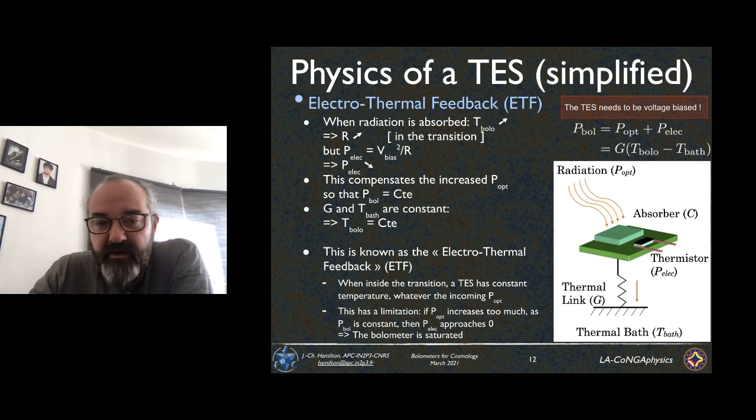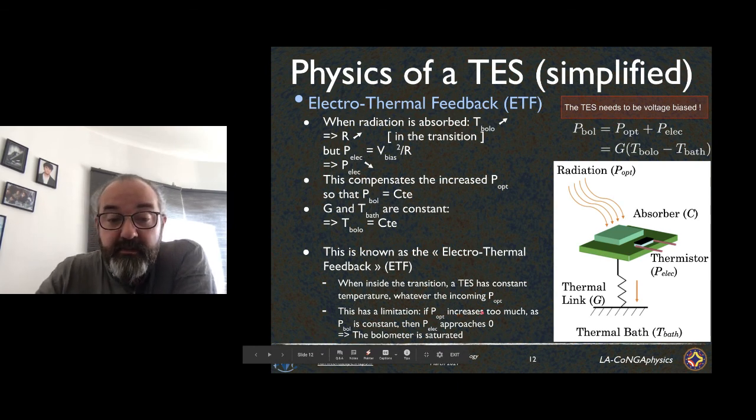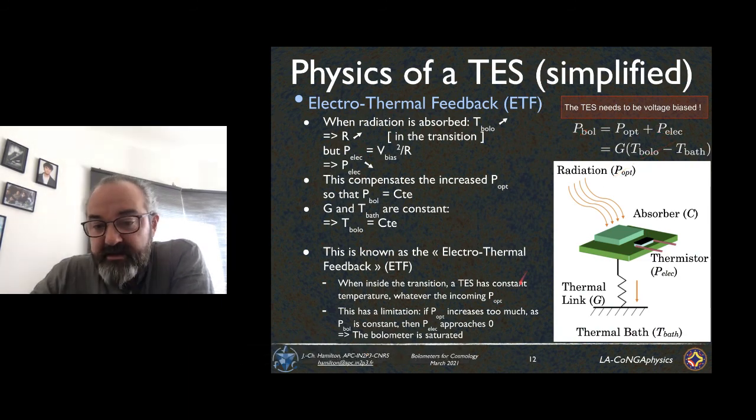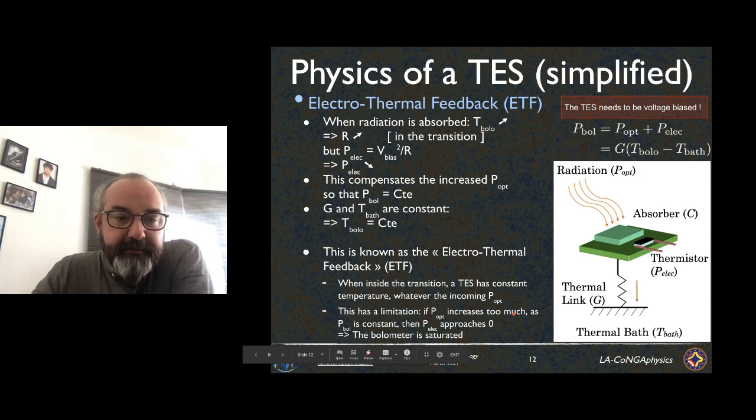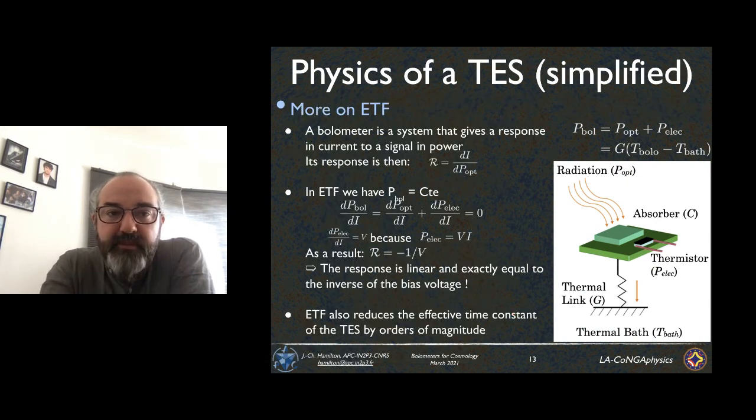So it's not exactly whatever incoming power, because if the optical power increases too much, because the total power is constant, that means that this term will go to 0, and then this means the bolometer is saturated and it stops behaving normally. Okay? So a little bit more on the electrothermal feedback.